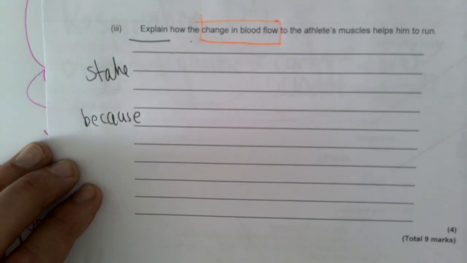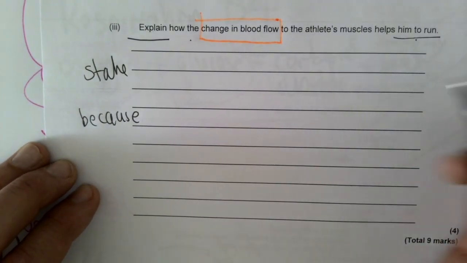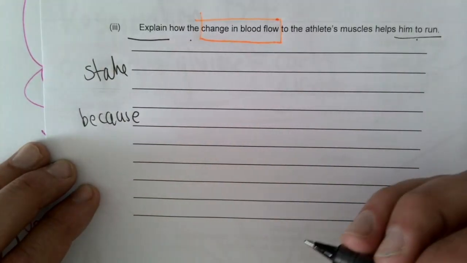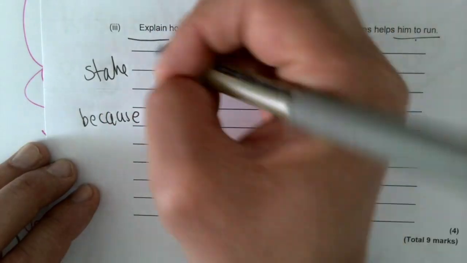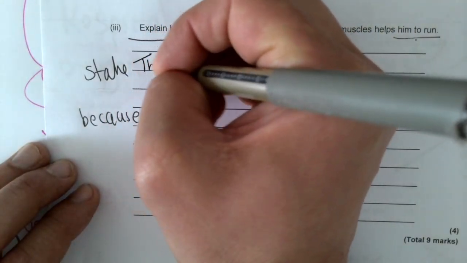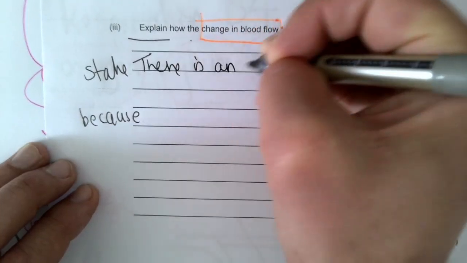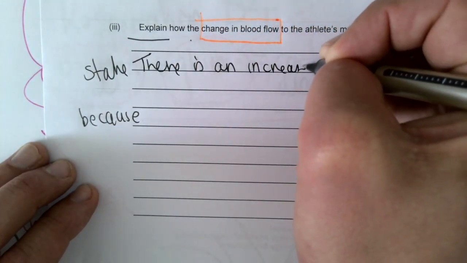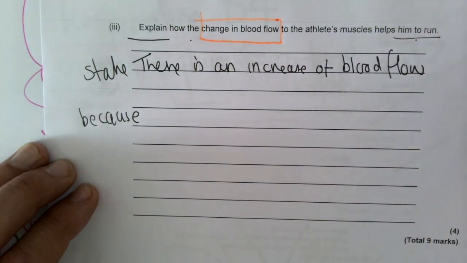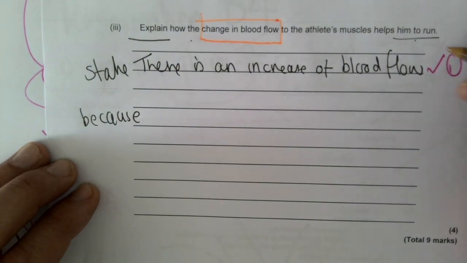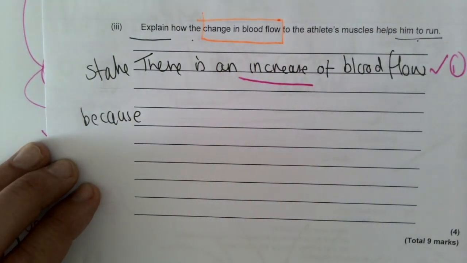Where's my state? What is happening to blood flow to help him run? State. It either increases, it decreases, or it stays the same. So therefore, I'm going to state there is an increase of blood flow. There we are. I've stated the increase.